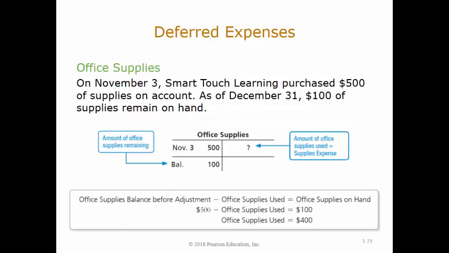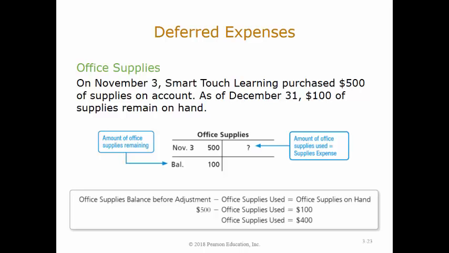The December 31 unadjusted trial balance for Smart Touch Learning shows a balance in office supplies of $500. This represents the amount of office supplies that were purchased earlier in the period. Assume the ending balance of supplies is $100, which was found by counting the office supplies on hand at the end of the month. Since there are only $100 of supplies left on hand, the company has used $400 worth of supplies, found by taking $500 beginning balance minus the $100 ending balance.